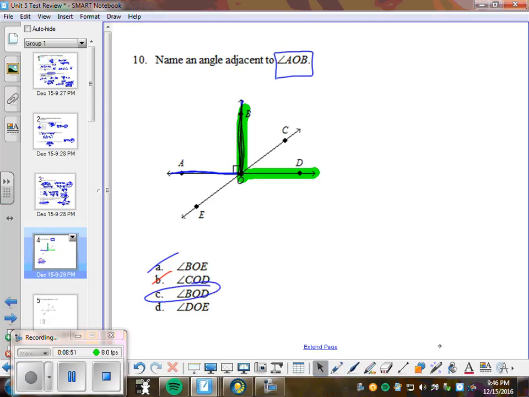Let's just look at DOE. DOE would be this angle. So it's definitely not adjacent. Okay, so adjacent, remember, is next to or beside. So that's why that angle is beside it, BOD.